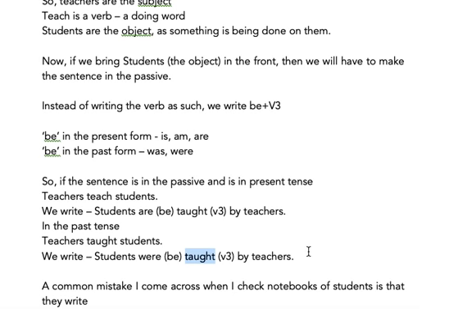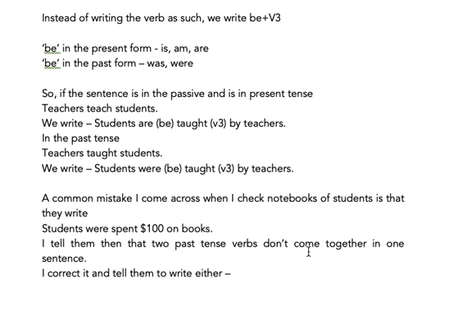So I think I've made it quite clear. This is very confusing for my students, and that is why I've tried to simplify it as far as I could. A common mistake I come across when I check notebooks of students is that they write students were spent $100 on books. So here spent is the past tense. They want to say that students spent $100 on books. So spent is the past tense, but were is also the past tense. So two past tense verbs don't come together.